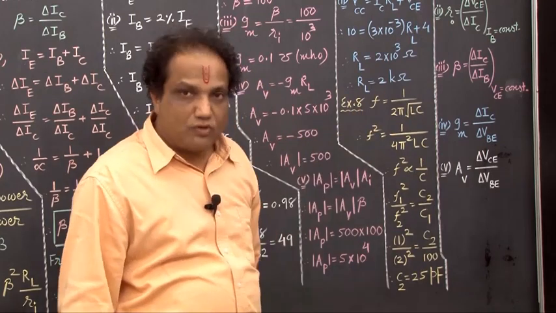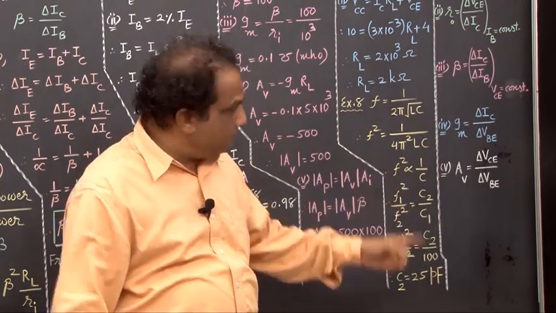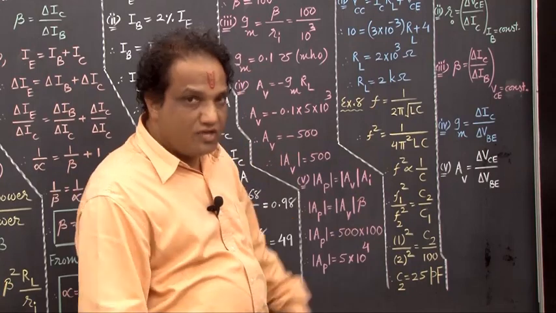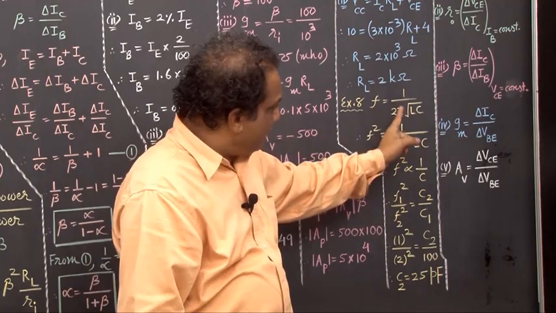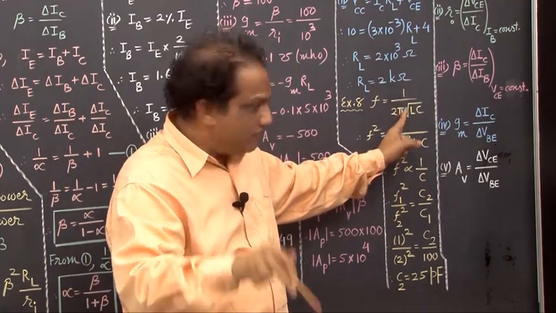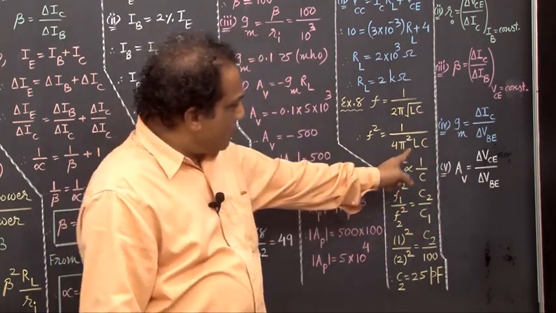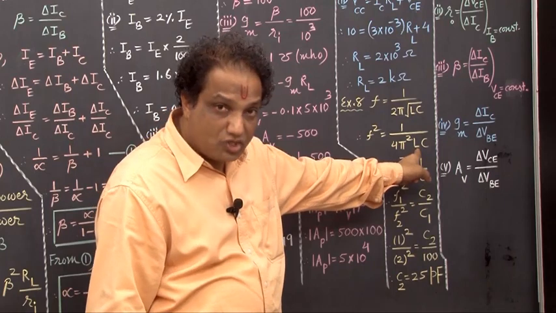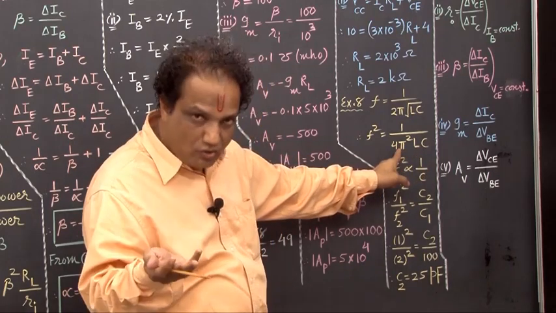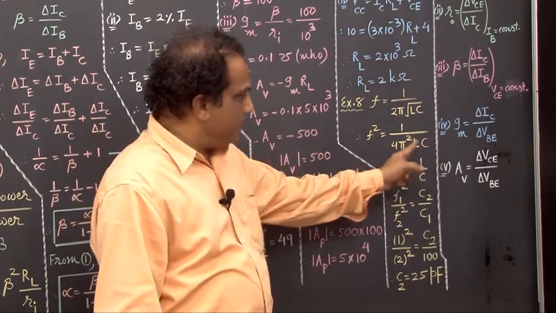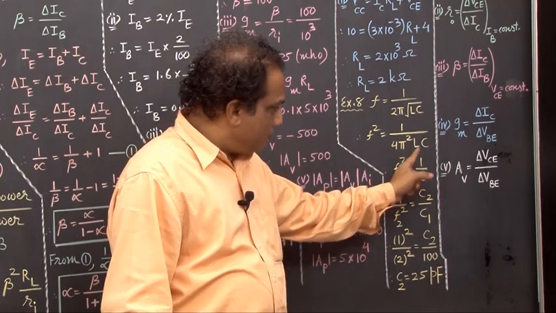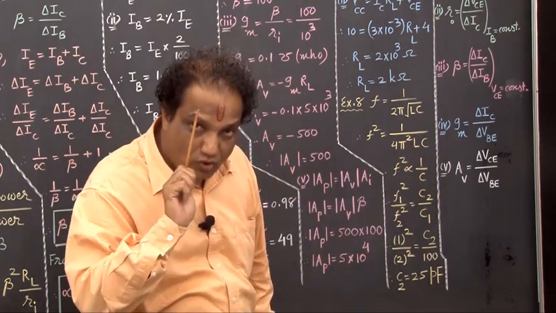Now just take squares on both the sides, it will be very easy for you. Take square, it will be F square. When you take square, it will be 1 upon 4 pi square, and this square root will vanish, giving you L into C. Because for a given circuit, this inductance is constant, 4 pi square is as such constant only. So relation between F square and C would be F square proportional to 1 upon C.